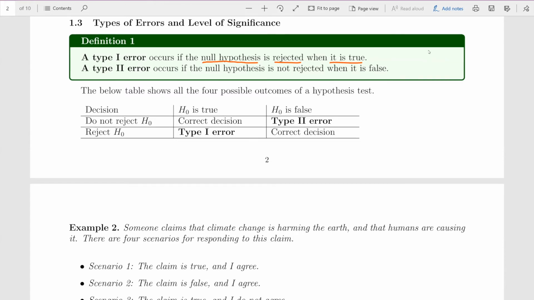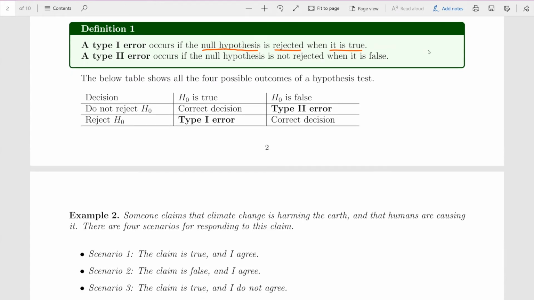And if you look at the table here, you can see that. So you have the null hypothesis, right? One case is the null hypothesis is true. Another case is the null hypothesis is false. In your decision, you do not reject the null hypothesis or you reject the null hypothesis. So when you reject the null hypothesis when it's true, it is a type 1 error. And when you do not reject the null hypothesis when it's false, it is a type 2 error.